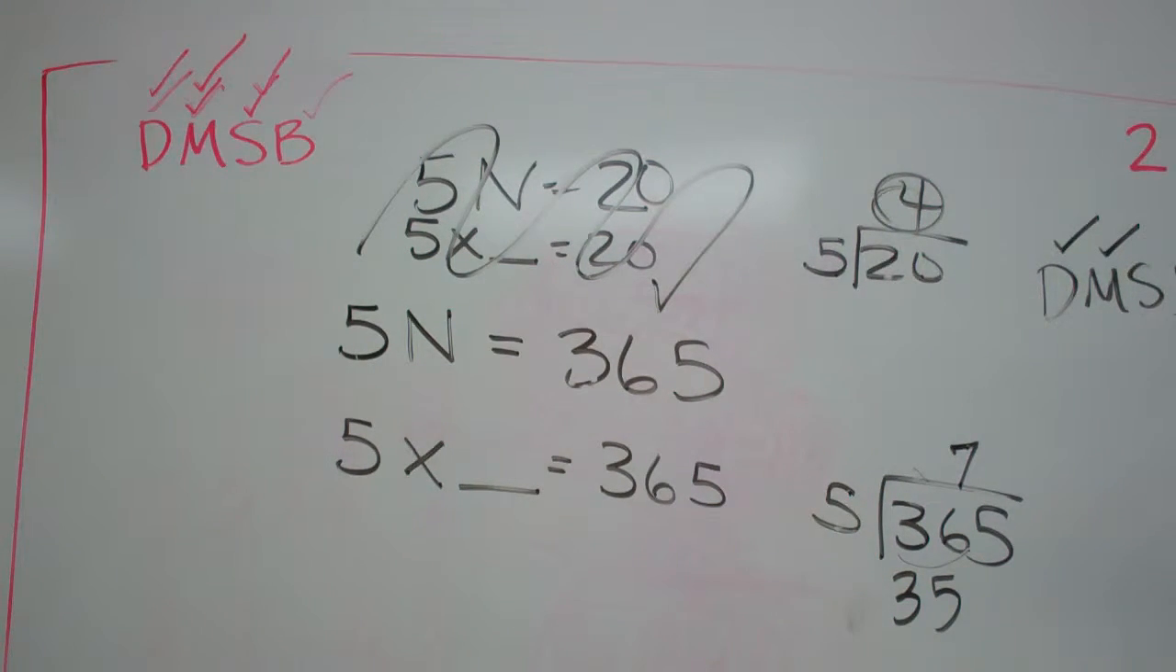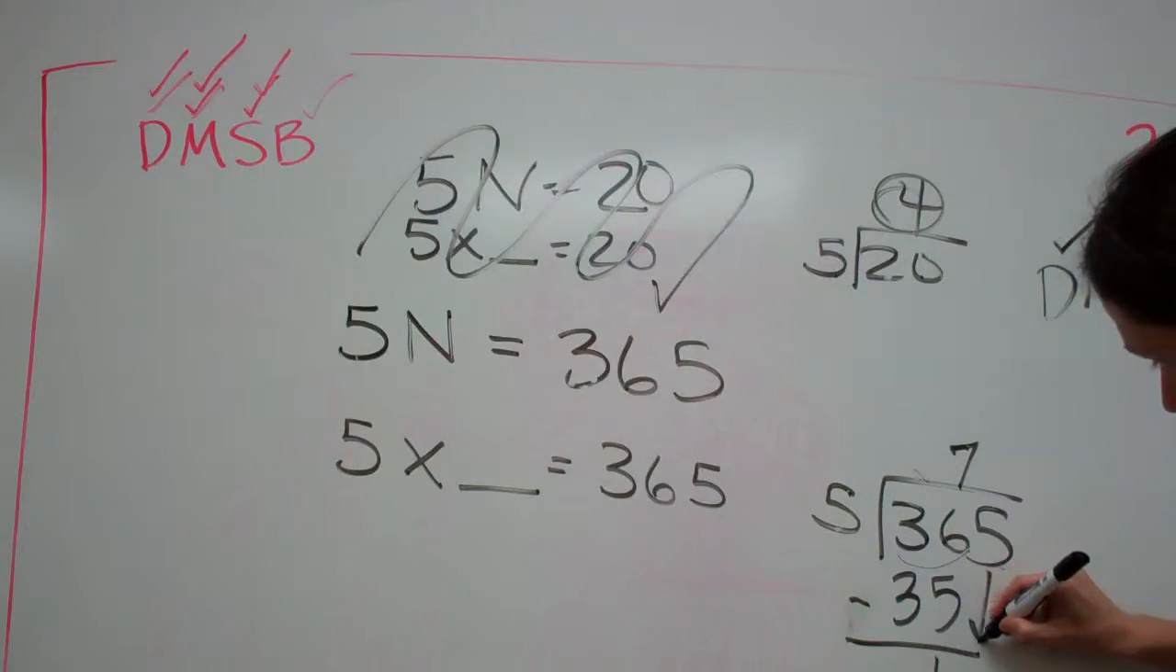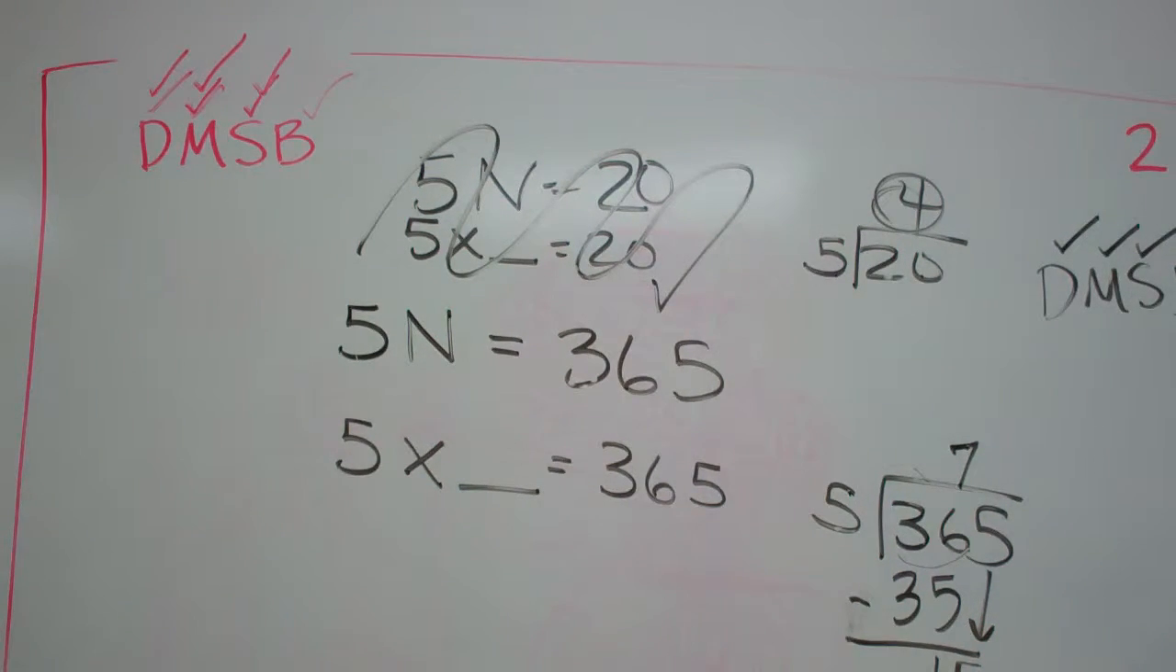Now you're going to subtract. I'm going to subtract 35 from 36. 36, take away 35, I'll get 1. 1. Isabella, what's my next step? You bring down the 5. Bring down the 5. Okay, that's my new number we're going to look at. And we're going to start all the way over.